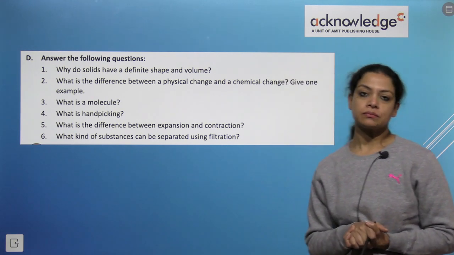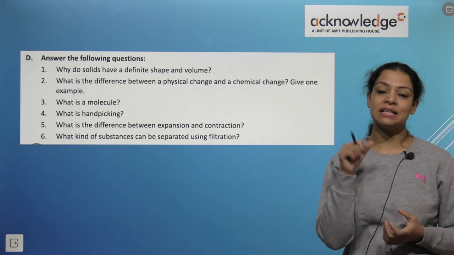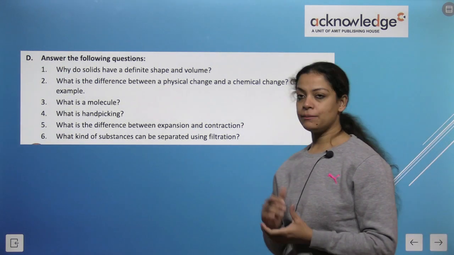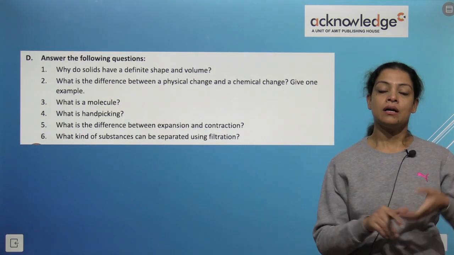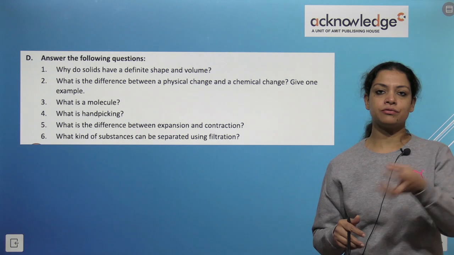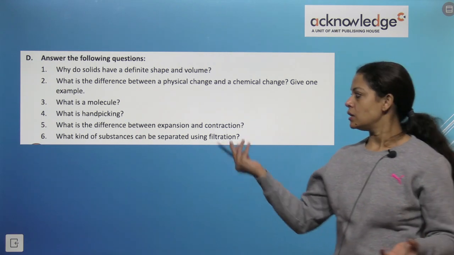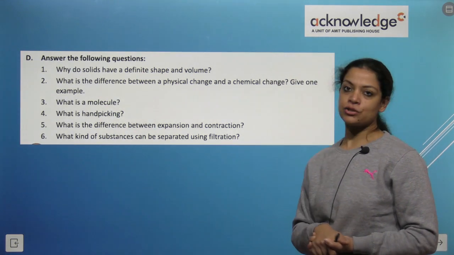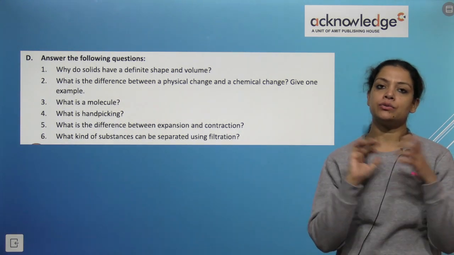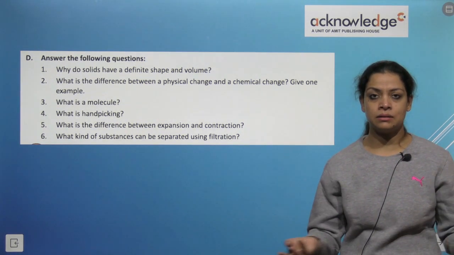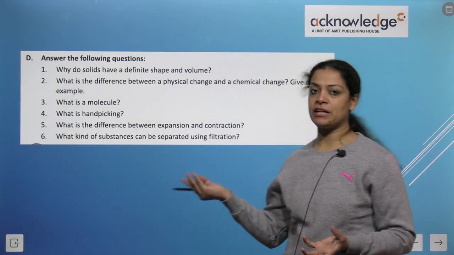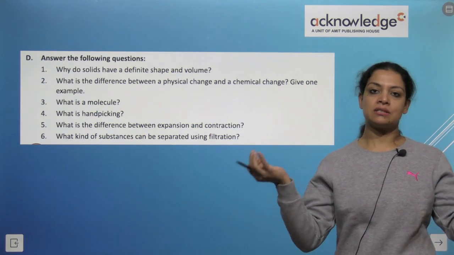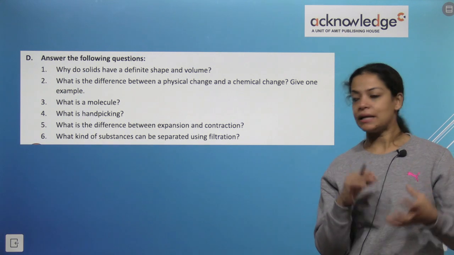What is a molecule? Molecules are the substances present inside matter, and whatever shape and size matter takes is because of molecules. What is handpicking? Handpicking is a process of separating solid particles from, you can say, grain, pulses, whatever. That is the process of handpicking to separate out the solids. What is the difference between expansion and contraction? In expansion, on heating, molecules separate, they widen up and create more space. Contraction is the reverse process. When you cool down the substance, the molecules start to come closer and become tighter.